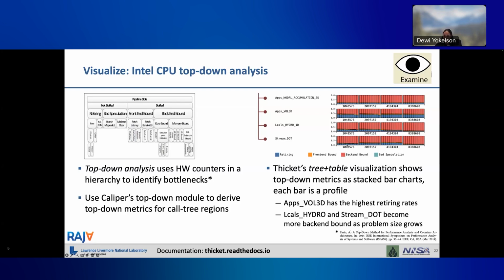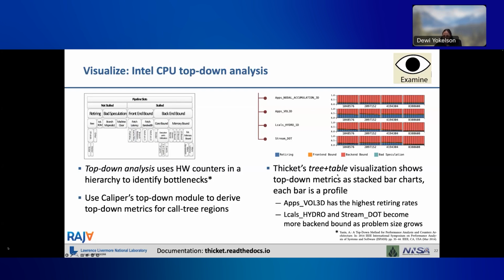So we can see these bar charts, and actually each of these bars is a different profile. The larger x-axis here is the problem size. So we have 1 million, 2 million, 4 million, 8 million. These are our problem sizes across that way, for each node and each profile run vertically.